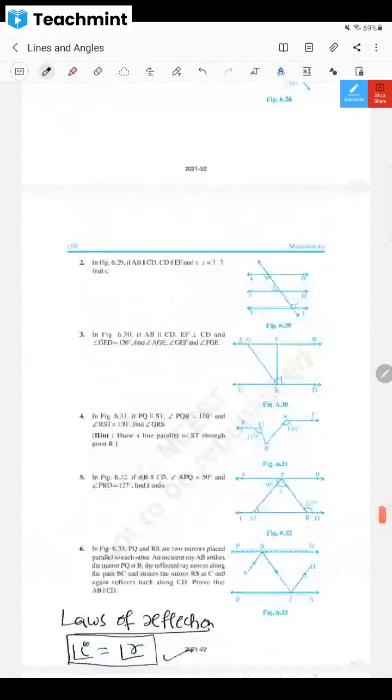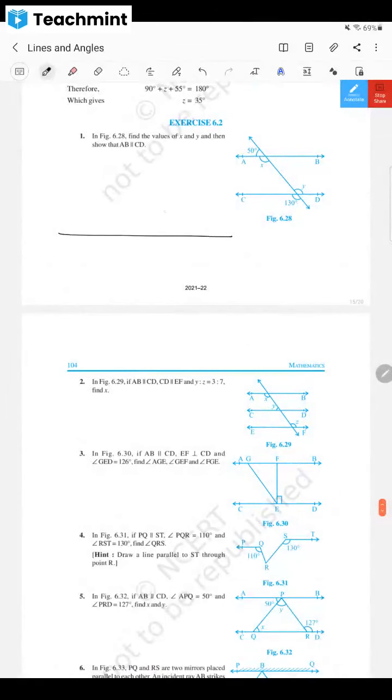So for example, there is a surface here. On this surface, this is a normal, and any incident ray is coming and reflecting. If this angle is 30 degrees, then this will also be 30 degrees, no? So this is known as the law of reflection. Okay, that you must be knowing.